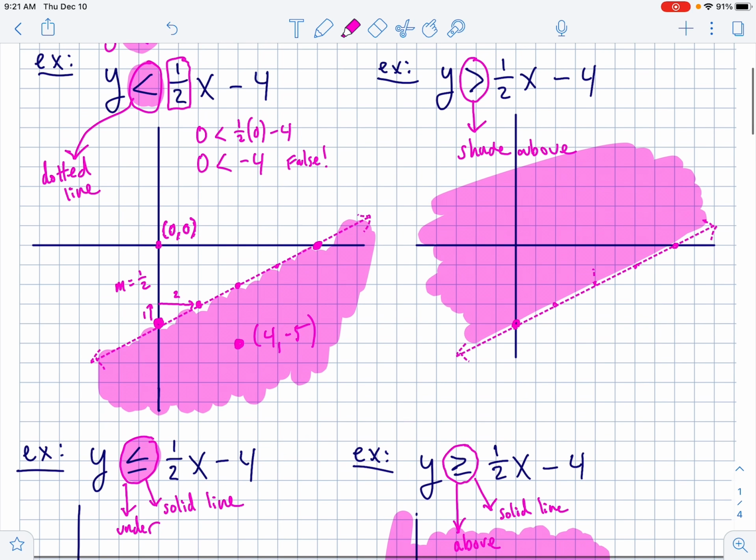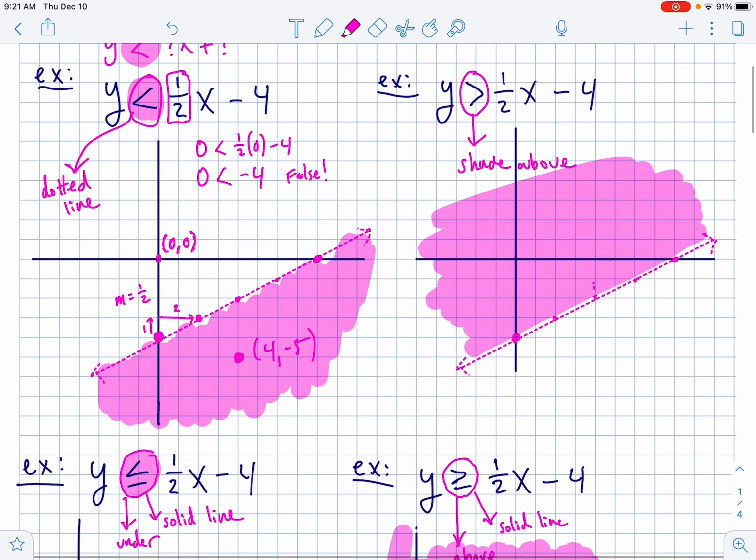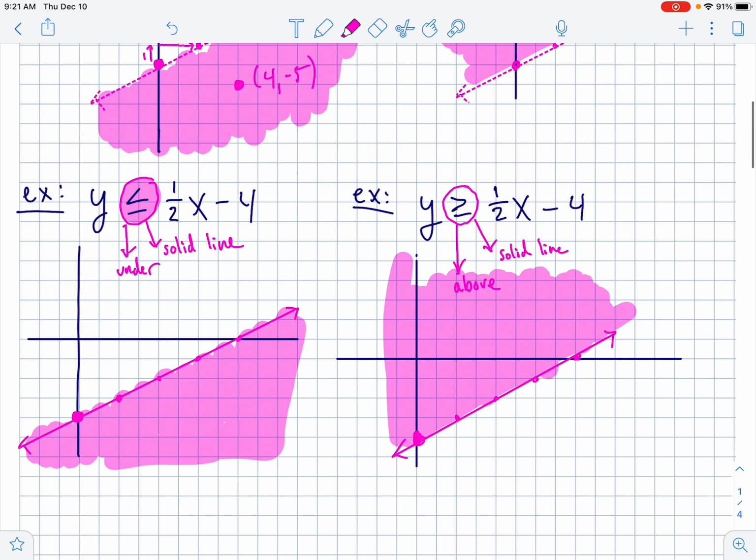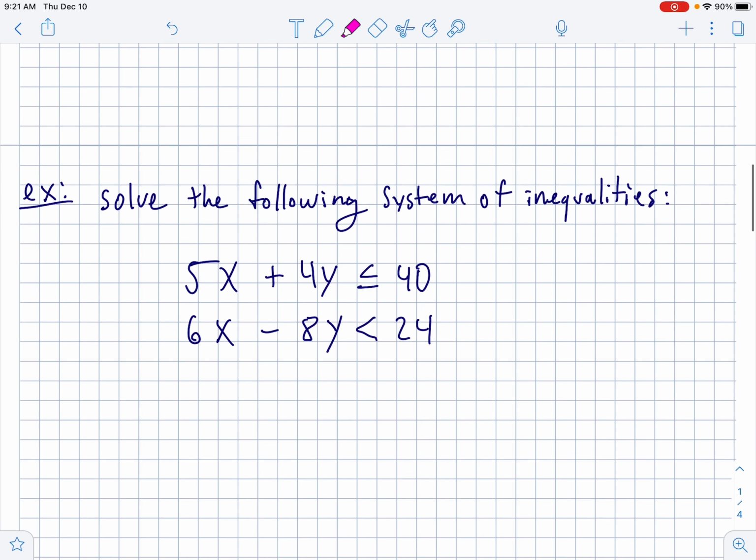So, 4 different versions of the same line, but if it's a less than or greater than, then it's a dashed line. And then if it's less than, you go under. If it's greater than, you go above. If it's or equal to, it's a solid line. But still, if it's less than, you go under. If it's greater than, you go above.